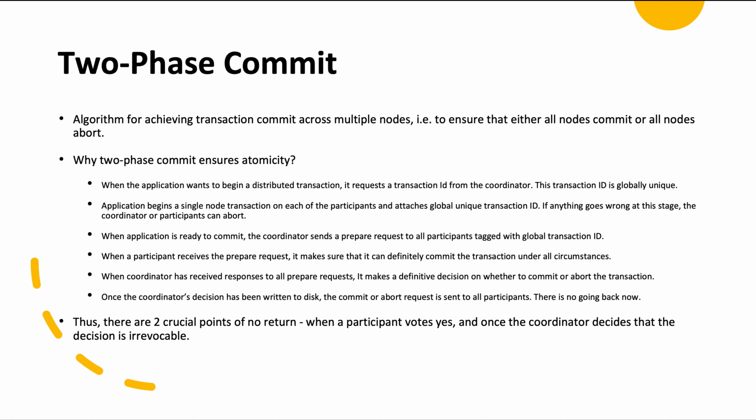And once the coordinator's decision has been written to the disk, the commit or abort request is sent to the participants. Thus, we cannot retract it. Then there are two crucial points of no return. When the participant votes yes, it is promising that it will commit the transaction even if it encounters any error. The second crucial point of no return is when the coordinator decides that the decision is irrevocable. In this case, the coordinator must write the decision to its transaction log on the disk so that it knows which way it has decided, and this is known as the commit point.